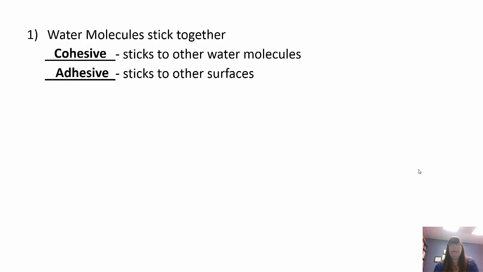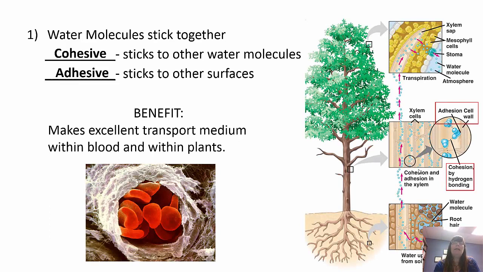So our blood, for example. Our blood is a lot of water, so it sticks together to travel through the blood vessels, but it also sticks to the sides of the blood vessels to travel as well. So it makes water an excellent transport medium for plants and animals. Plants use it to go up the trunk of the tree, basically. It'll stick to the sides of the tissue and stick together as well. And you'll learn about the phloem and xylem later.